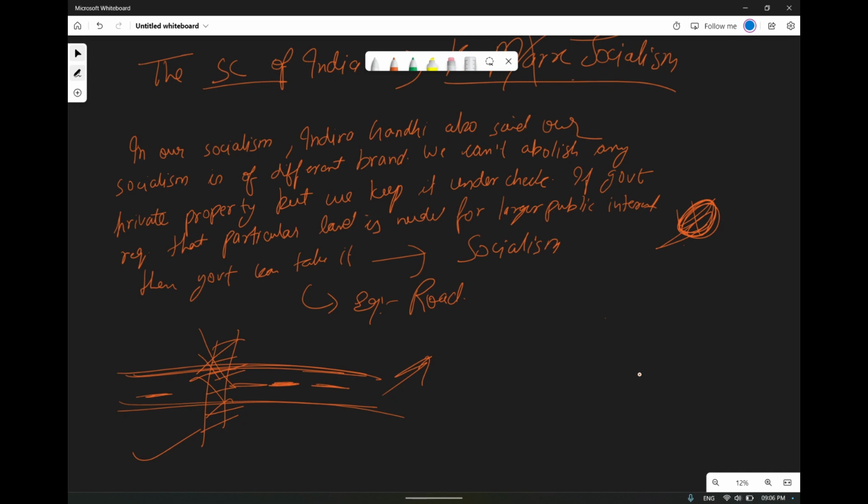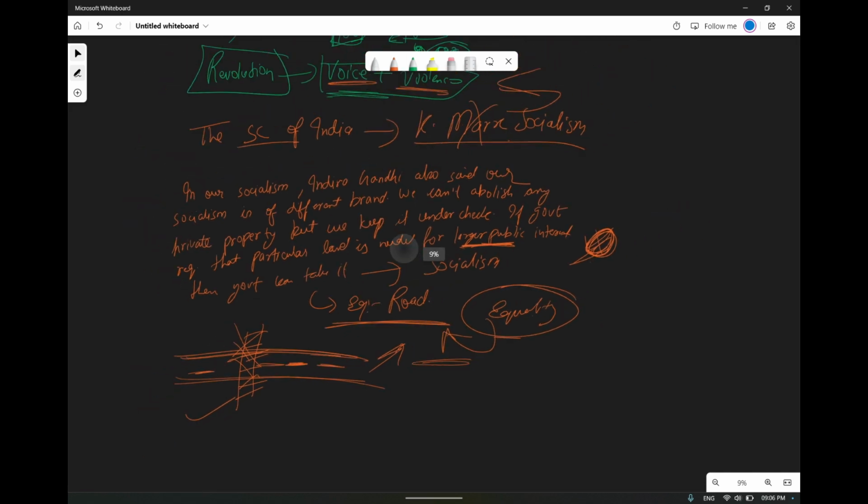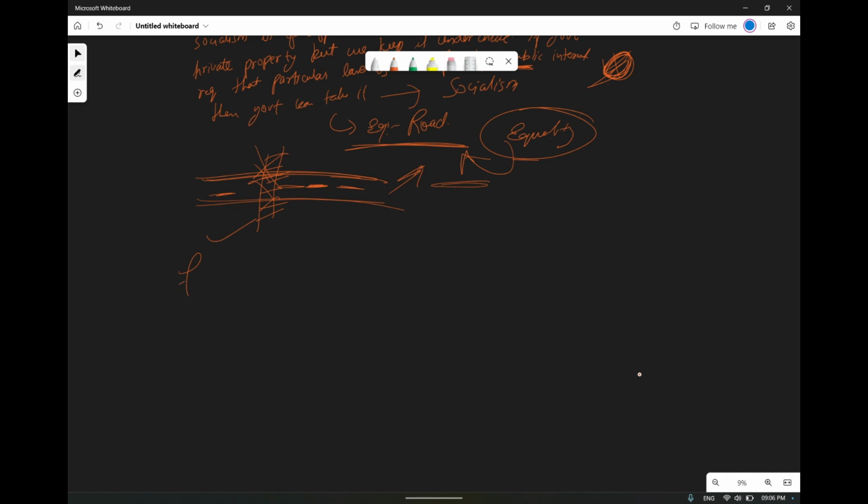But if there is a case of larger public interest, and the government needs a particular private property for it, then the government can take it. This is our socialism. This is the equality we are talking about, and the government is protecting that equality. If a road is required to be constructed through a particular piece of private land, the government can take it, because this road construction is for the larger public interest.